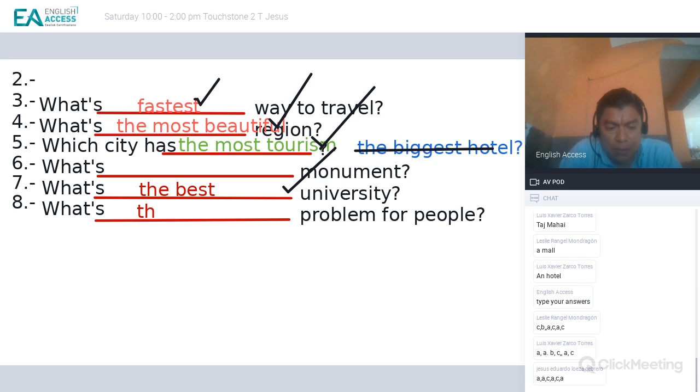And number 6. Teacher, yes, sir. I don't have the book. Oh, you don't have the book? Okay, hold on. I'm gonna send you a picture of the book. Okay.